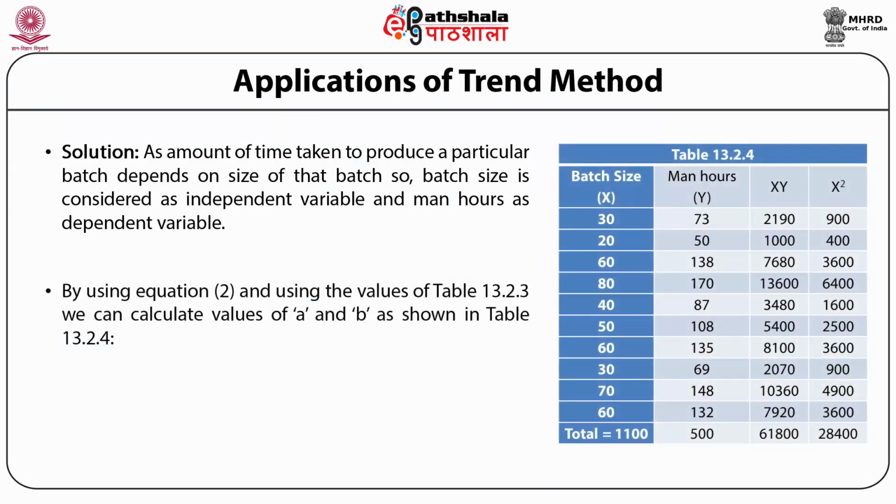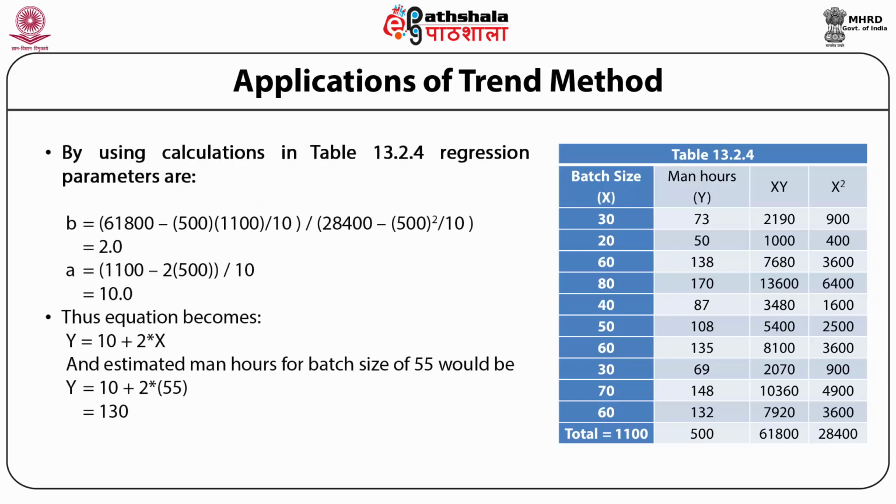By using equation 2, which was discussed in application 1 of the trend method, and using the values of the above table, we can calculate the values of A and B. The value of B by using the explained formula comes out to be 2, whereas the value of A comes out to be 10. By putting these values in the regression equation, the equation becomes y equals 10 plus 2x. And the estimated man hours for a batch size of 55 can be predicted by using this equation.